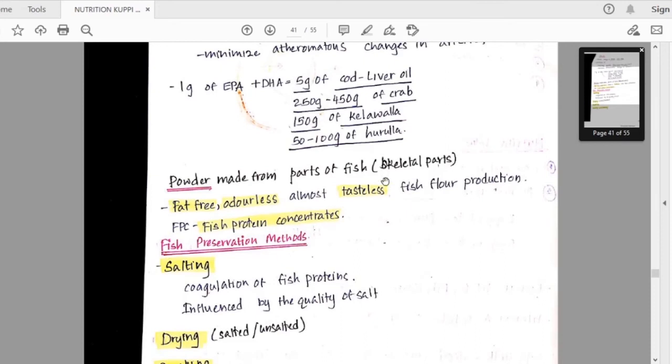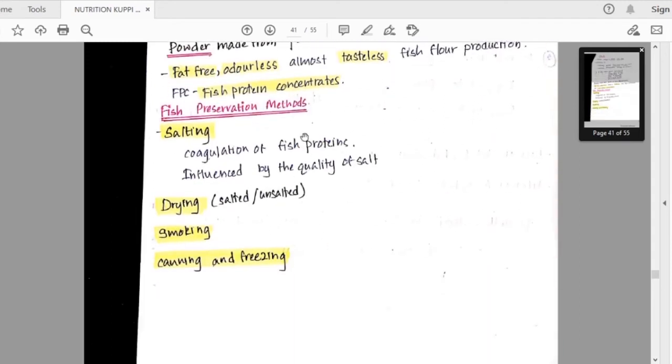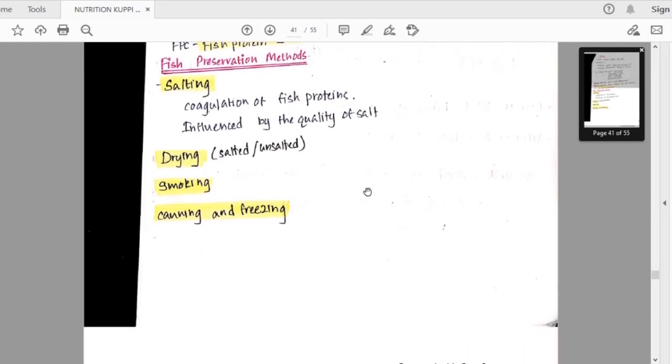Powder made from parts of fish skeletal parts. Ekena etukota eka flowerak vidiyata hadanawa. Ekata kiyanne fish protein concentrates. Etukota e skeletan fish ekage skeleton ekin hadana eka very rich in calcium. It is fat free, odorless, almost tasteless fish flour production. Fish protein concentrates. Now fish preserve karana krama kipayak thiyenawa. Eka thamai salting. Coagulation of the fish proteins and is influenced by the quality of salt.